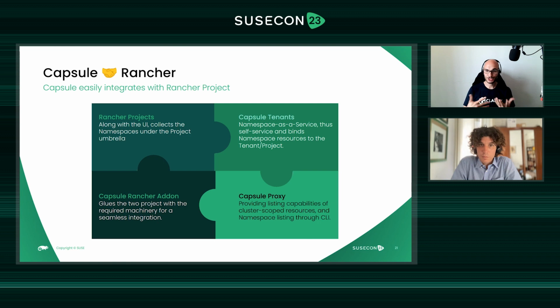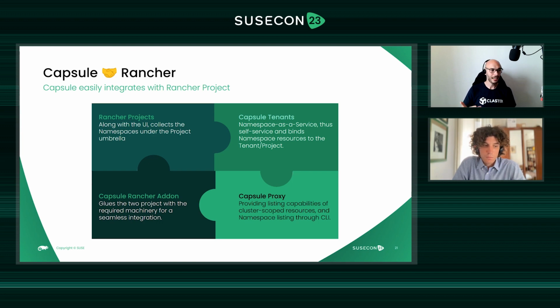So let's try to understand in a nutshell how it works, because we got Capsule combining with Rancher, and that's perfect because, keep in mind, I was one of the developers working on this integration, and it worked pretty well. We got the Rancher projects with the Capsule tenants combining together, and with Rancher projects we got a UI that is pretty simple to use. And with Capsule tenants we are offering namespace as a service.